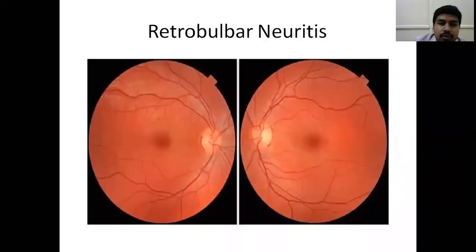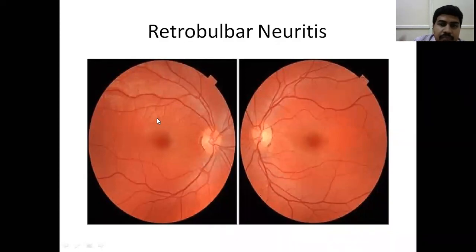And this is retrobulbar neuritis. I told you the ophthalmologist doesn't see any abnormality. The entire fundus looks normal. So here, with the help of neuroimaging like MRI of the orbit or by doing a B scan, by excluding all other diseases, finally retrobulbar neuritis is a diagnosis of exclusion.